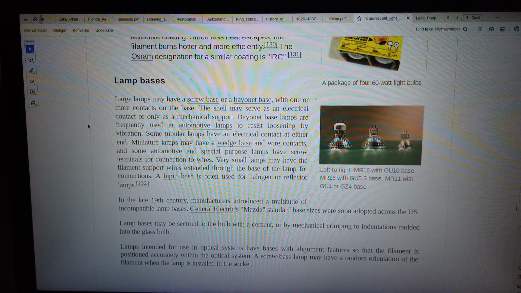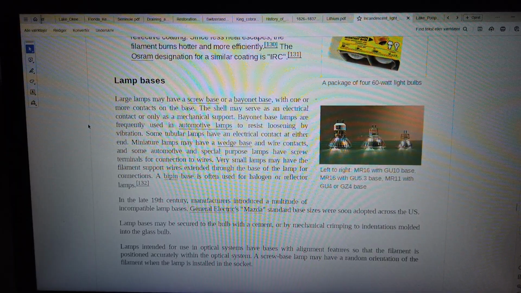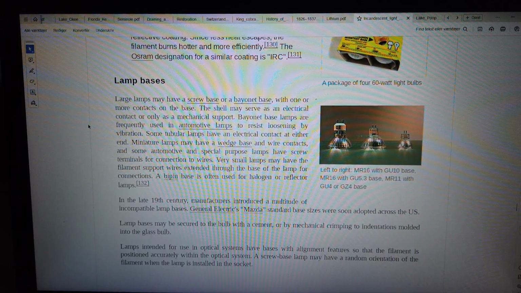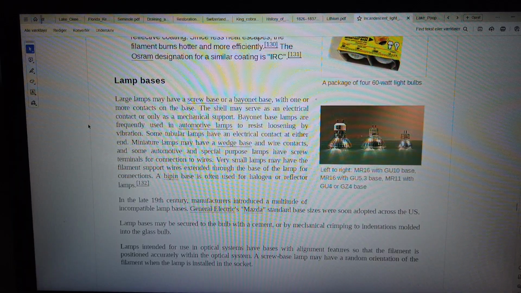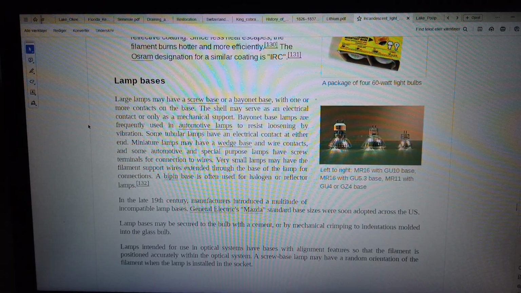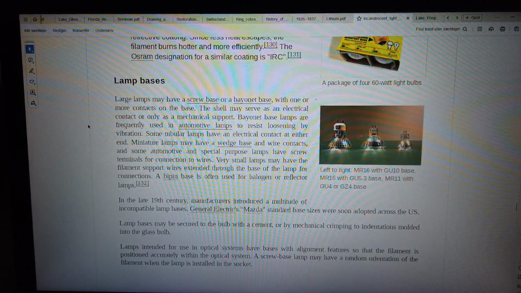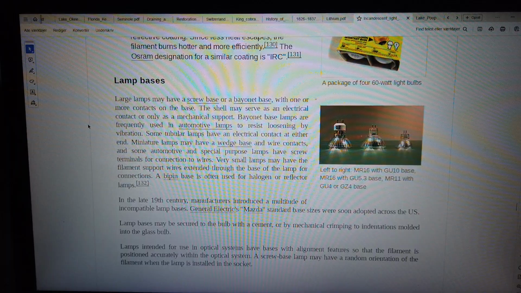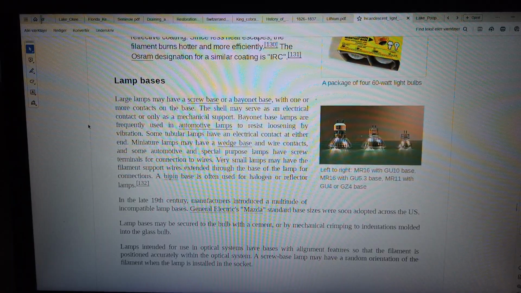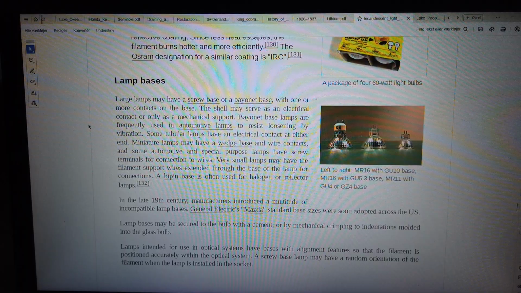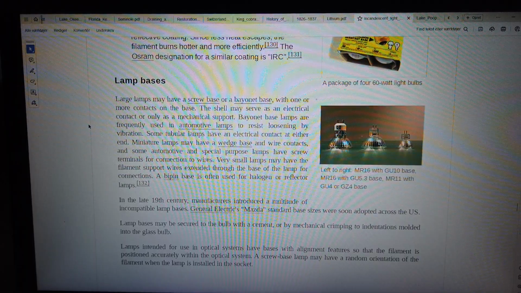In the late 19th century, manufacturers introduced a multitude of incompatible lamp bases. General Electric's Mazda standard base sizes were soon adopted across the US. Lamp bases may be secured to the bulb with a cement, or by mechanical crimping to indentations molded into the glass bulb. Lamps intended for use in optical systems have bases with alignment features so that the filament is positioned accurately within the optical system. A screw base lamp may have a random orientation of filament when the lamp is installed in the socket.